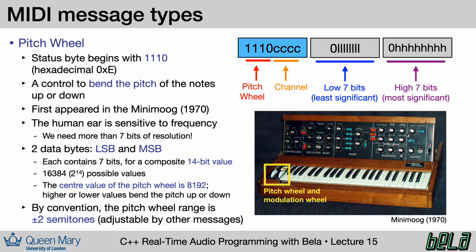14-bit resolution translates to 2 to the 14th or 16,384 possible values. By convention, the center value of the pitch wheel is a value of 8,192. This corresponds to no pitch bend either up or down. A higher value will correspond to a pitch bend up and a lower value to a pitch bend down. By convention, the pitch wheel range corresponds to plus or minus 2 semitones. However, different synths can implement different ranges, and there is in fact a special series of control change messages which can adjust the pitch wheel range.